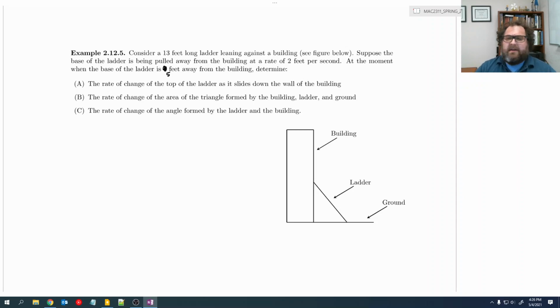It's kind of a ridiculous setup. Who's going to let a ladder scrape against the side of the building, messing up the side of the house or the building as it goes down? But anyway, it's just an interesting application.